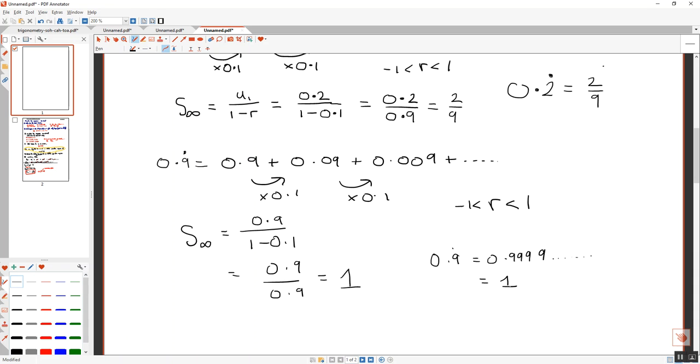It's one of those really confusing things, but they are actually the same because this goes on forever. It's the fact that we think at some point this will stop, but you have to get your head around it: this does not stop, this goes on forever and ever and ever. So it does actually equal 1.